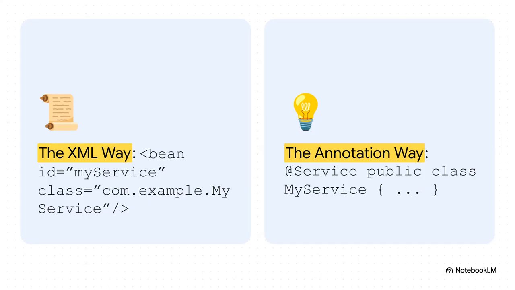I mean, look at this. The difference is just night and day, isn't it? All that chunky XML on the left gets replaced by a single, clean @Service annotation right on top of the Java class itself. The configuration becomes super concise, and maybe most importantly, it lives right there with the code it's configuring. This was a massive win for productivity and just understanding your own code base.